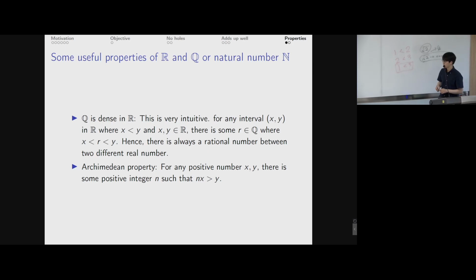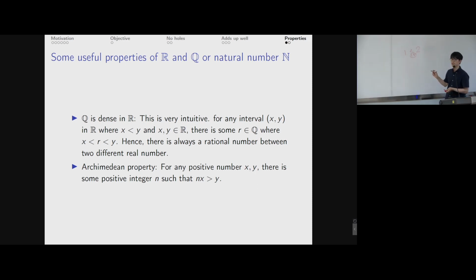For example, intuitively, think about 1 and 2. So 1 and 2 are also real numbers and they're different, right? And 2 is bigger than 1. So for any 1 and 2, there's going to be a rational number between them, like 1.5, right? So that's the meaning of Q is dense in R.